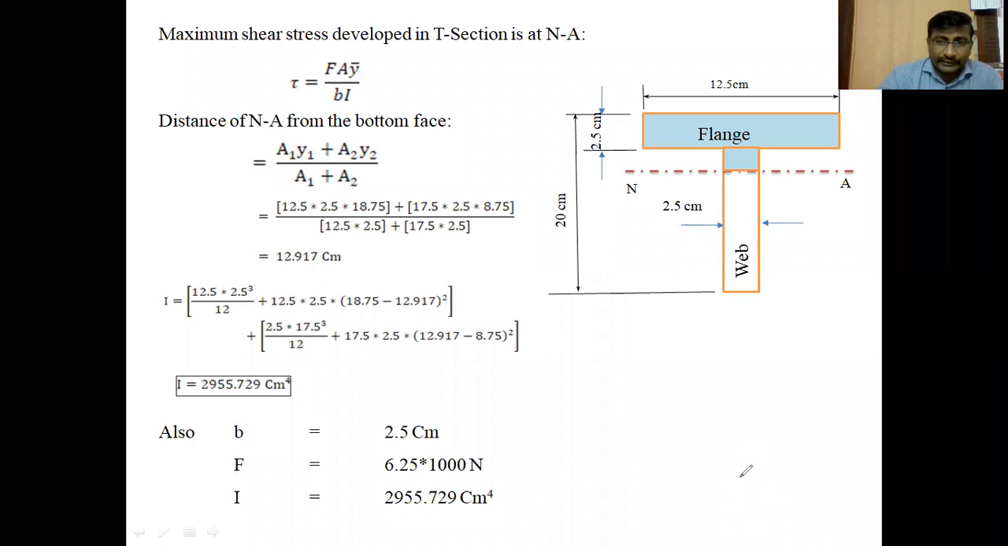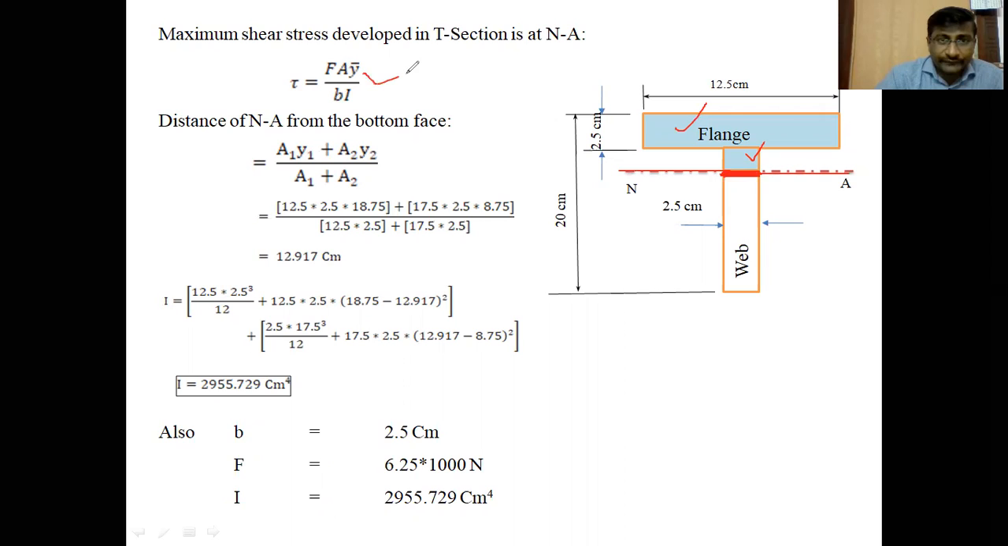Also, we are going to find the shear stress at the neutral axis. Whenever you find the shear stress at the neutral axis, we should consider all the areas which are above the neutral axis, shaded here. One is the flange area, and another one is the area above the neutral axis in the web portion. So we are considering the layer at the neutral axis, where we are going to find the shear stress.